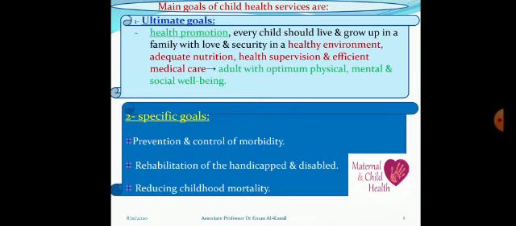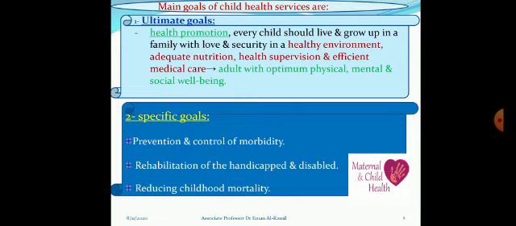So the main goals of child health services include the following. There are ultimate goals and specific goals. The ultimate goals include health promotion. Every child should live and grow up in a family with love and security, in a healthy environment, with adequate nutrition, in addition to supervision of the health and growth of the child, and efficient medical care, in order to grow to adulthood with optimum physical, mental, and social well-being. So this is the ultimate goal.